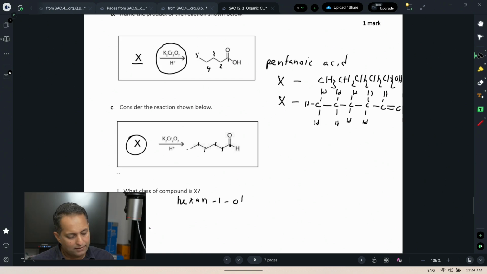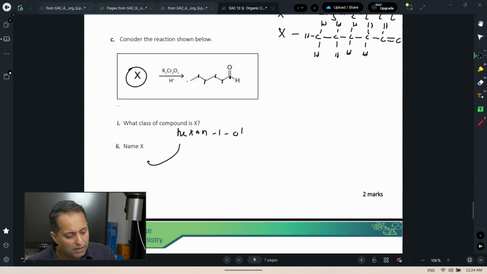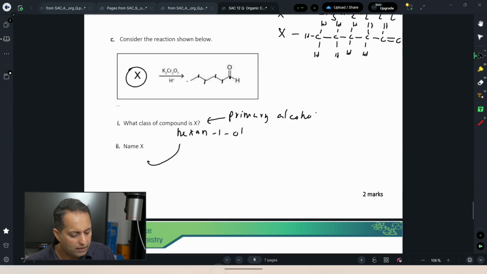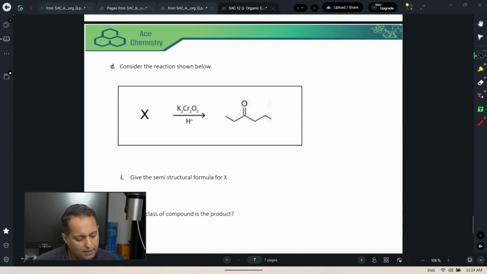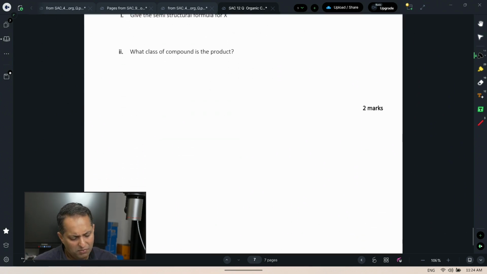Or name the X. So what class of compound? Oh no, this is the answer here. What class of compound? It's a primary alcohol, X. Alcohol, okay. Well, that's done. D. Then D, what are they trying to do here? Oh, it's a simple question, isn't it?